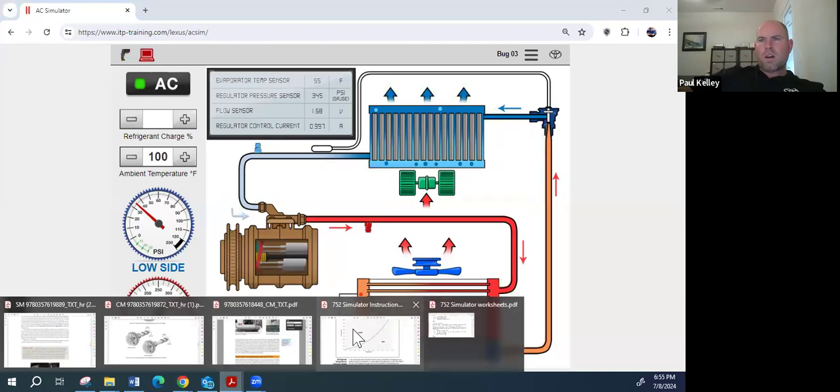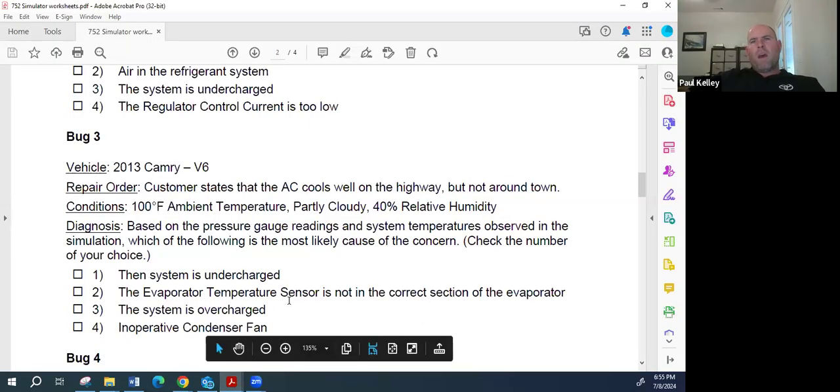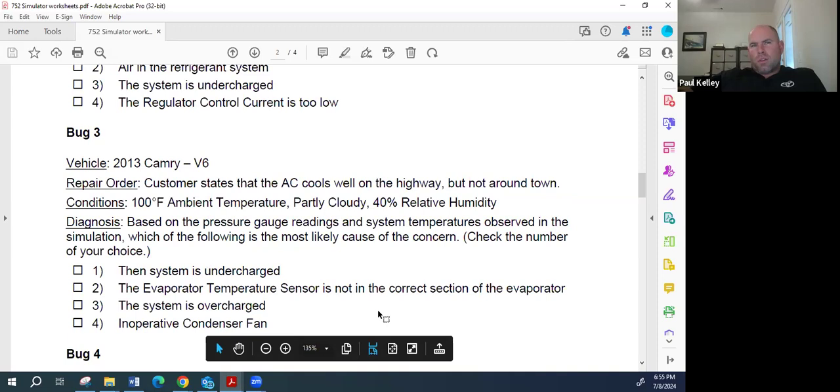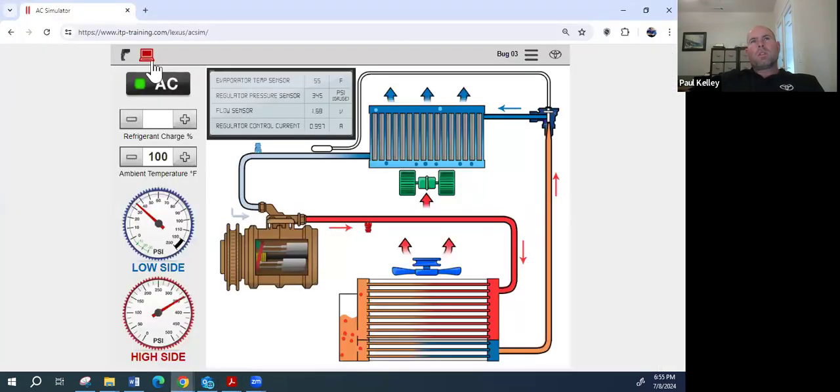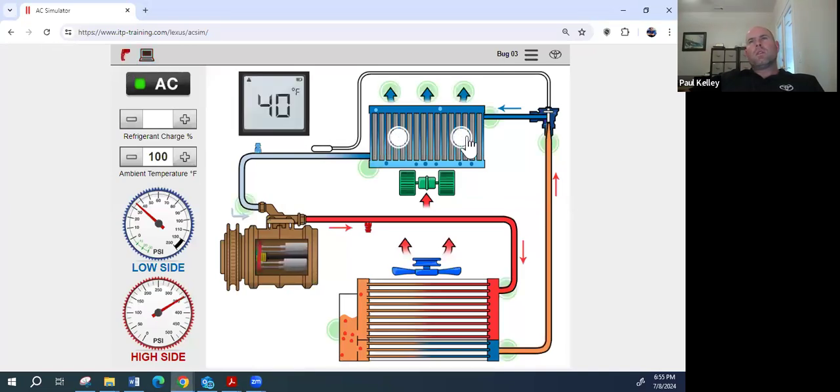So if we were to check this out, one of the options was evaporator temperature sensor not in the correct section. So again, you guys saw how we could test that. You could hook up the scan tool and see what the temperature sensor's reading, like so. Look at the scan tool, the temperature sensor reading about 55. You could gun it. It's actually reading about 40. That's kind of interesting, but then again, it is warmer up here. So we'll give that a pass.